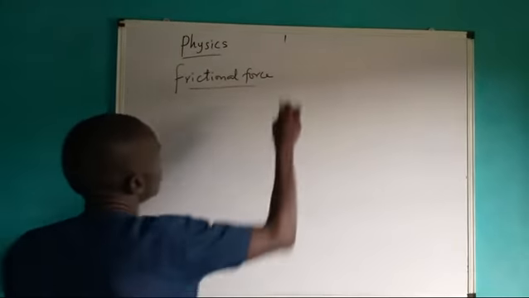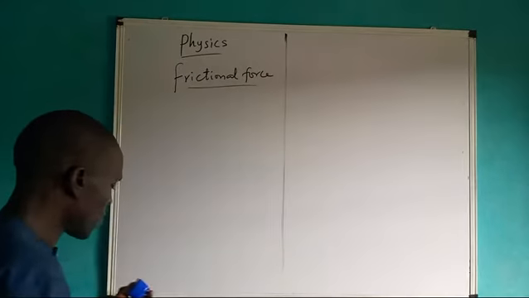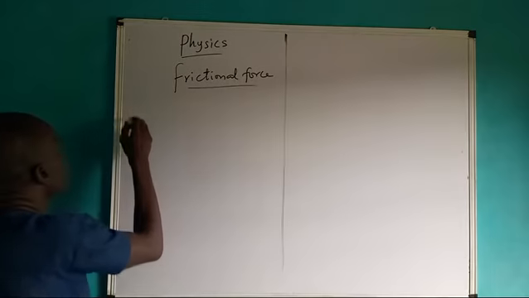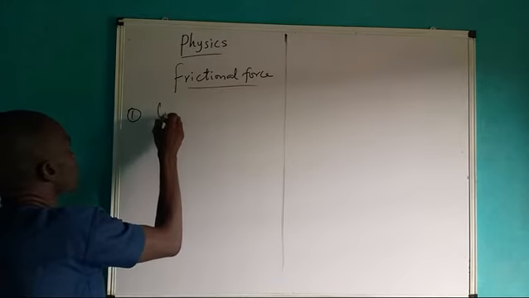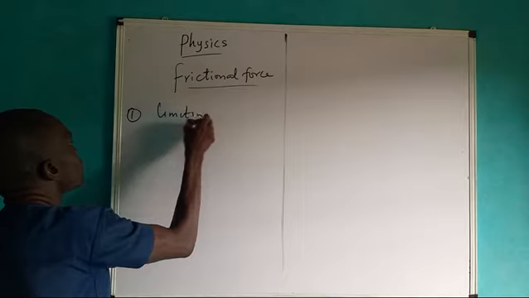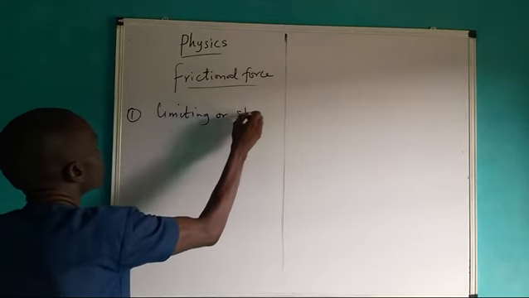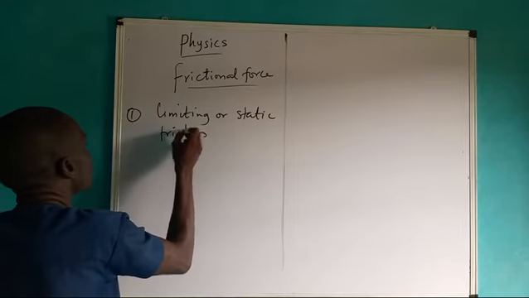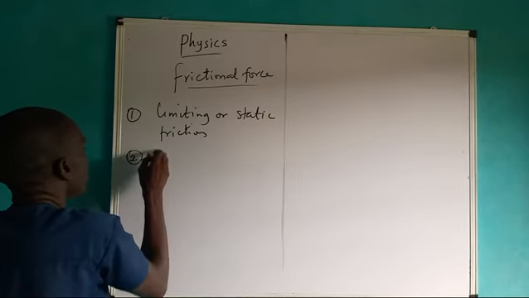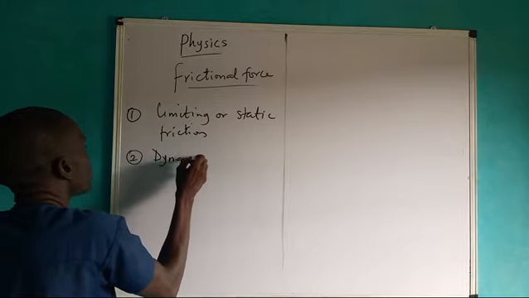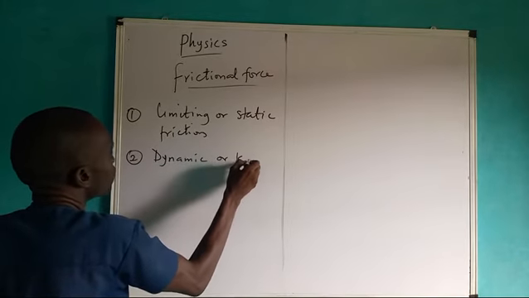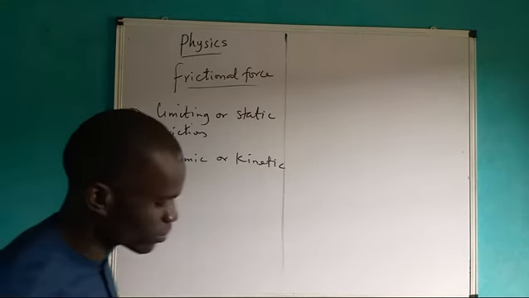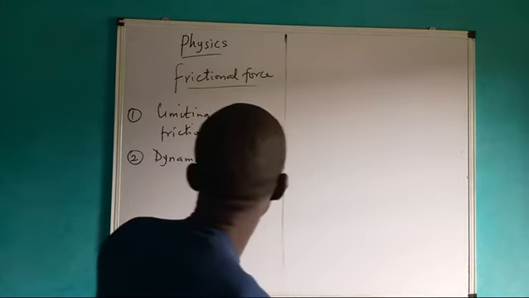Now, I want to look at the two types of friction. There are two types of friction. We have limiting friction, which you can call either limiting or static friction. Another type of friction is dynamic friction, or kinetic friction. These are the two types of friction we have under this section today. Now we want to discuss them one after the other.